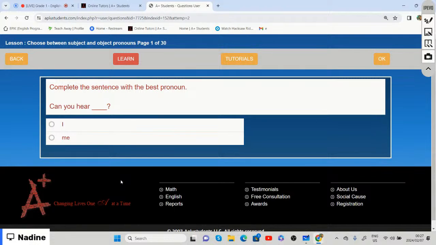So now we need to complete the sentence with the right pronoun. Can you hear? Do we choose the word I or do we choose the word me? Can you hear me? So we will choose me, which means that me is an object pronoun which comes after the action verb.